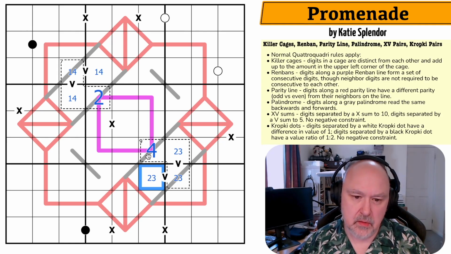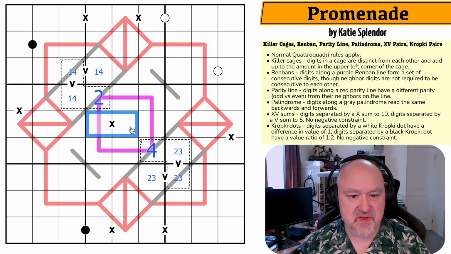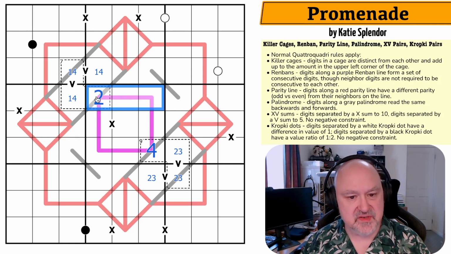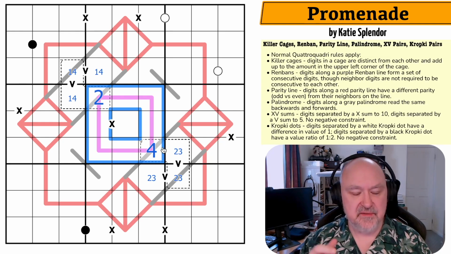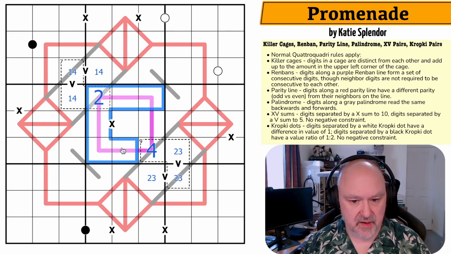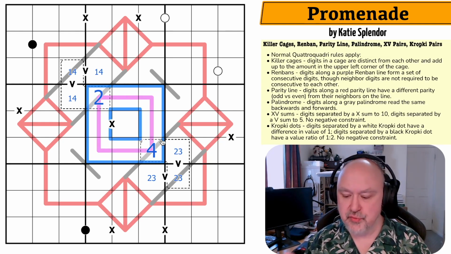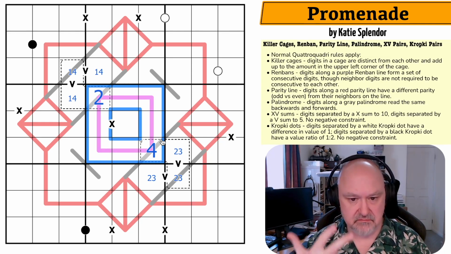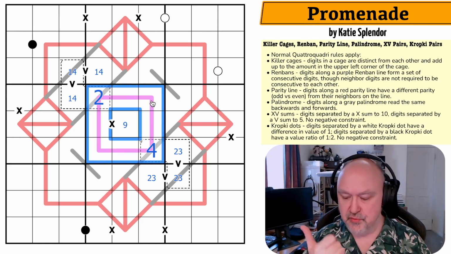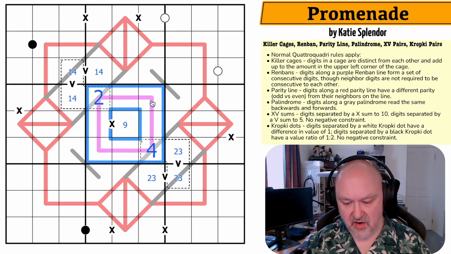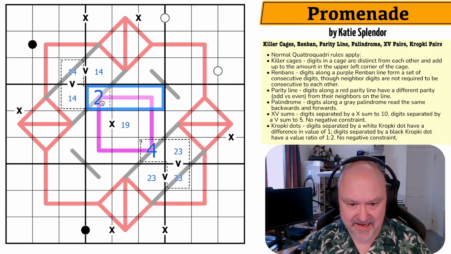Now, this is a 1-9 pair, because this is an 8-cell long Renban line. So if I was to start this Renban line with a 1, it would go 1, 2, 3, 4, 5, 6, 7, 8. Okay, and the digit that's not on it would be a 9. If I was to start this at 2, it would be 2, 3, 4, 5, 6, 7, 8, 9. And the digit that's not on it would be a 1. Any other option doesn't work.